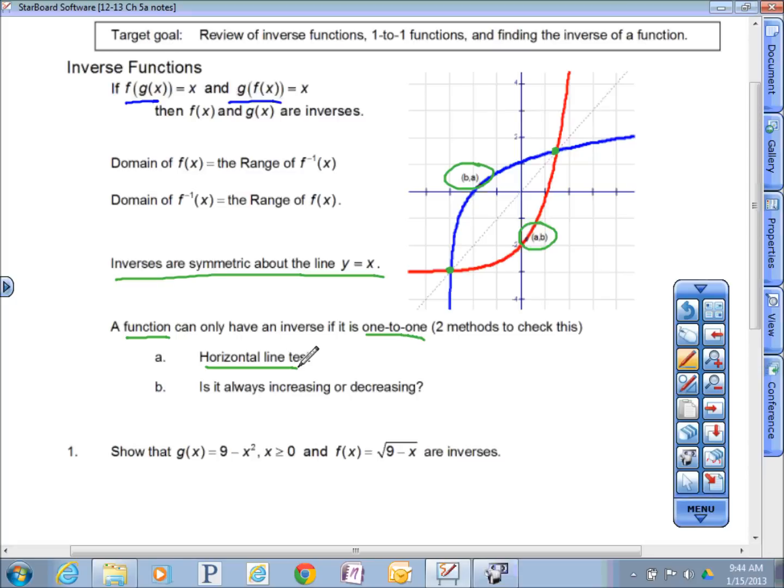So let's look at that red one and that blue one. They're going to each pass both the vertical line test and the horizontal line test. So they're going to be functions, and they're going to be one-to-one. Therefore, they can have an inverse on those particular intervals.